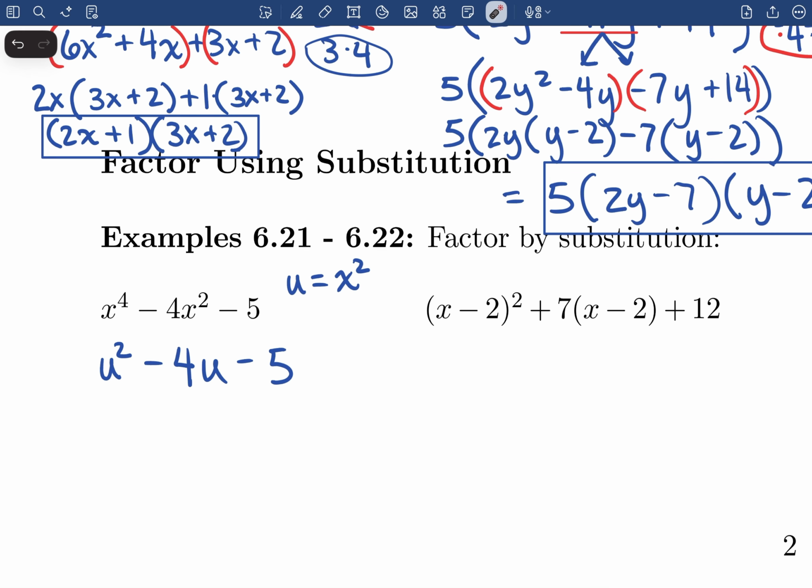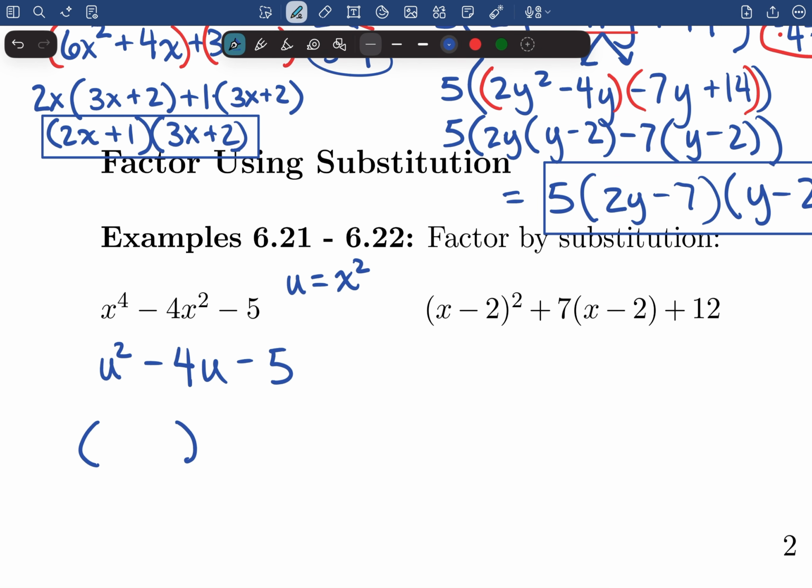Great. So what I've just done is I've replaced any x squared with u. X to the fourth is x squared times x squared. So that's u times u, which is u squared. Now that I have substituted in, I can factor this substitution that I created because this is an easy trinomial that I can factor. So I'm going to factor the trinomial using the skills I have.